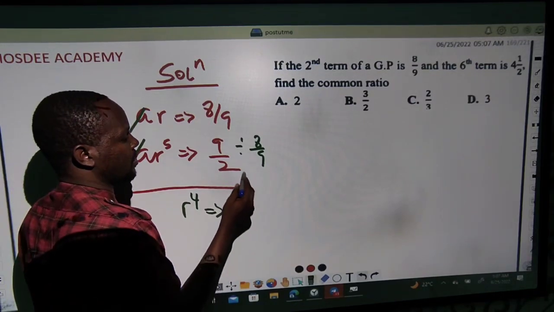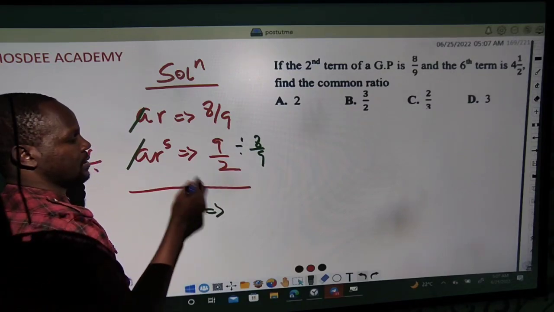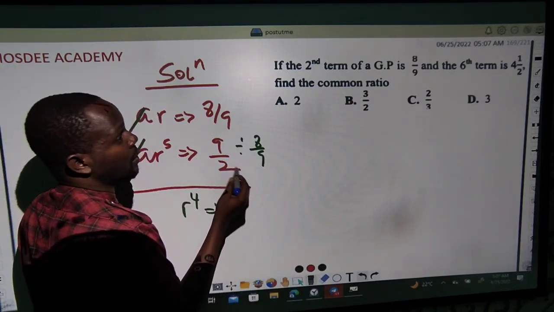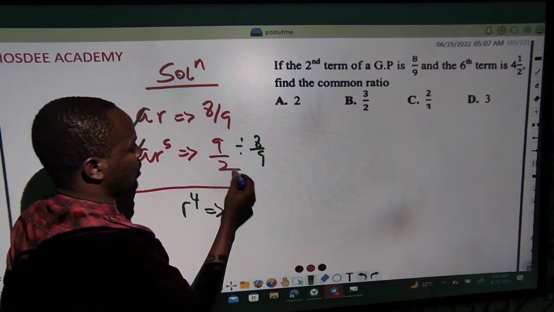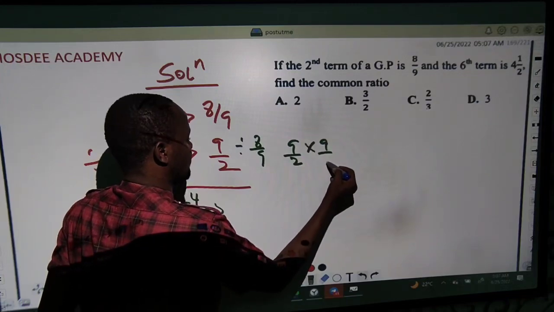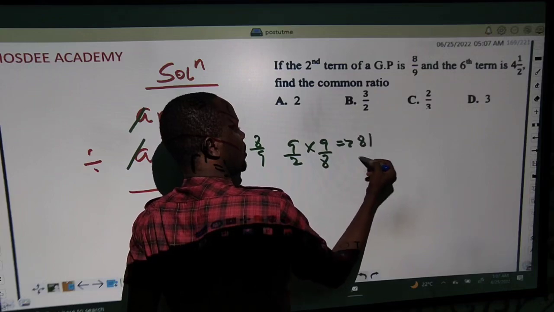Don't go and make a silly mistake. 9 over 2 divided by 8 over 9. So 9 over 2 times 9 over 8. This will be 81 over 16.